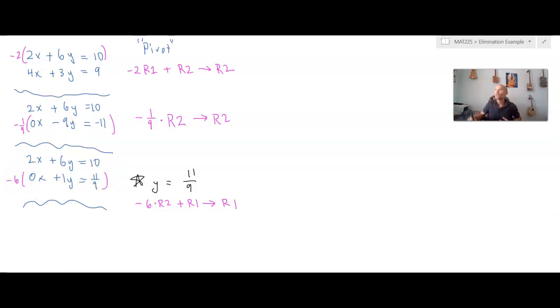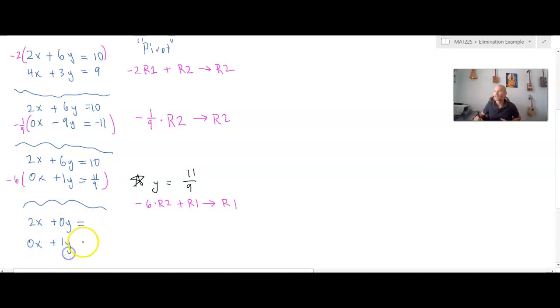And of course, the one important thing here is that we don't start doing this until we have this 0 here, because if this wasn't a 0 and we added it to the first row, then we'd be changing the x coefficient as well. So negative 6 times 0 is 0, added to 2 is still 2. Negative 6 times 1 is negative 6, added to 6 is 0, so we have 0y now. And negative 6 times 11/9 added to 10, well, that's the tricky one, so let me come back to that in a second. Second row does not change at all.